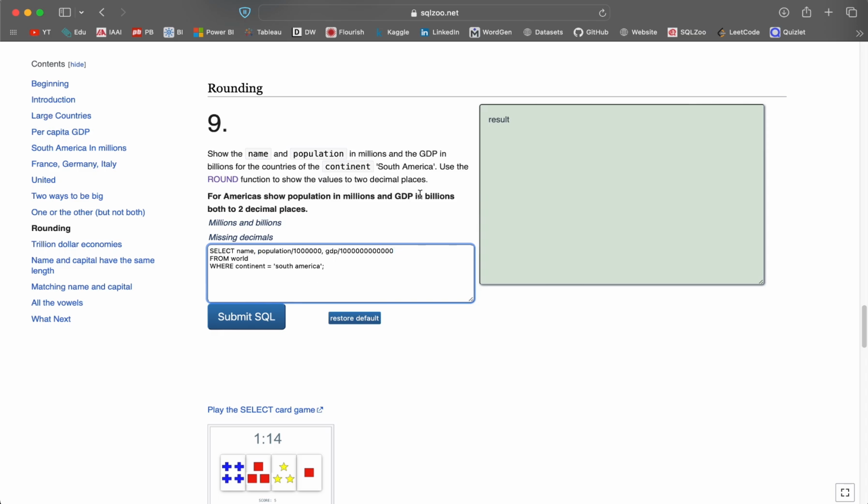But it's asking us to round it. So we're going to round, close the whole thing in parentheses. But inside of here, we're going to put a comma, and then the second notation we're going to place in here is our decimal place. So it says both to 2 decimal places. So we're going to put round, comma 2, close the parentheses. Let's run it and see.